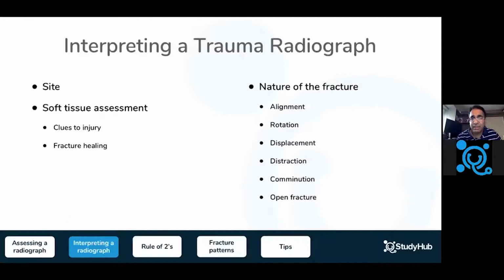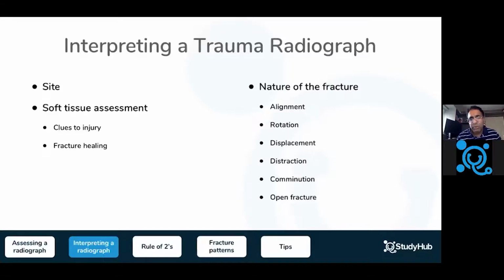Now, some of the things that you will have to be aware of is the alignment of the fracture. That is, what is the angulation of the fracture or the fracture fragment? Are they in a straight line, or have they moved apart, or are they rotated? Is the displacement quite significant? Is it just a simple break, or is it in quite a lot of bits, what you call comminution, or is it an open fracture, which should be fairly obvious from your clinical evaluation?